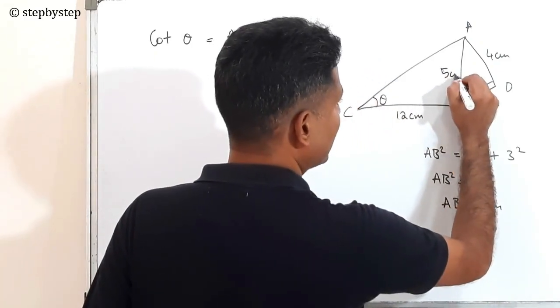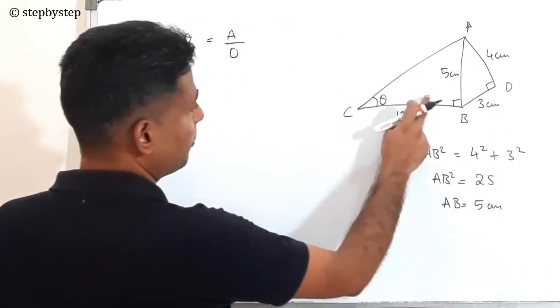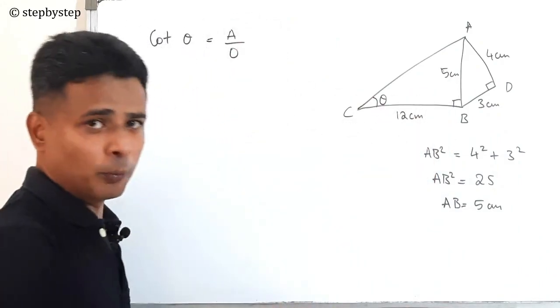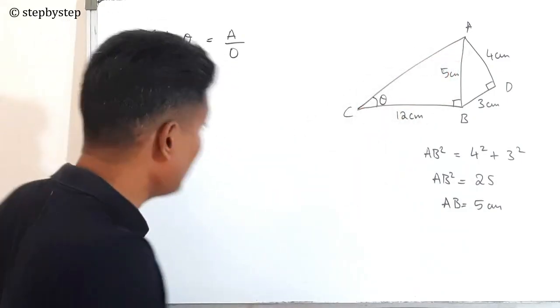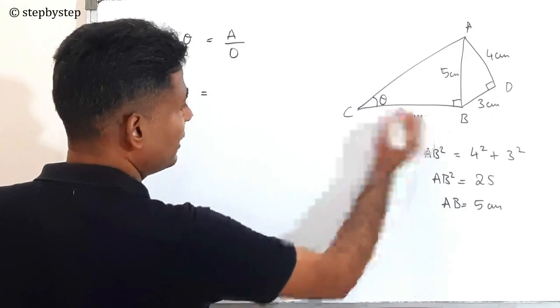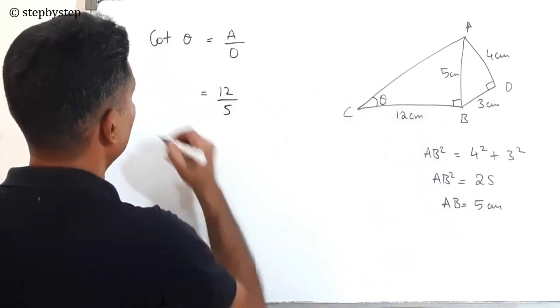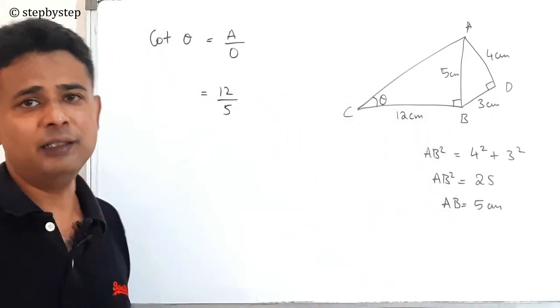So now we got this side. Now cot theta, adjacent by opposite. So both sides are present. You don't need to sit and find this side because it has not been asked. So adjacent by opposite, that is 12 by 5. So cot theta is 12 by 5.